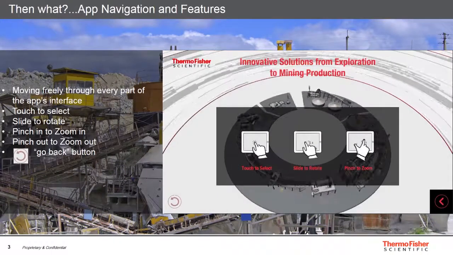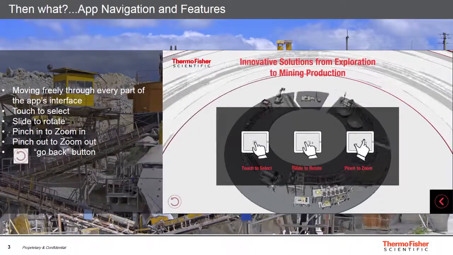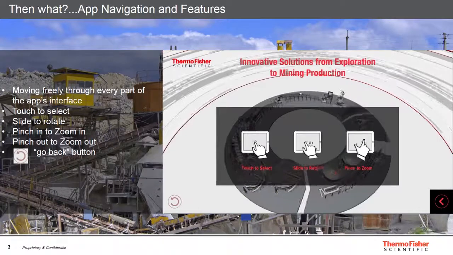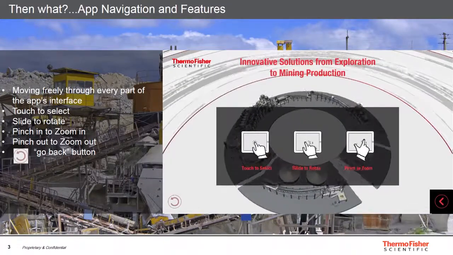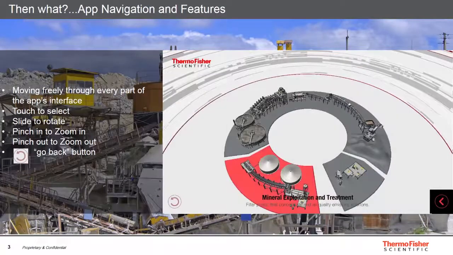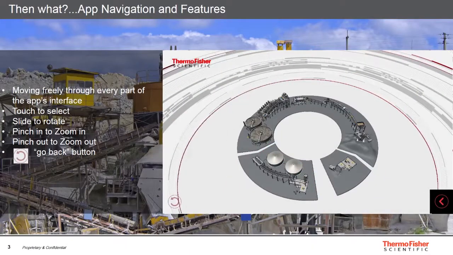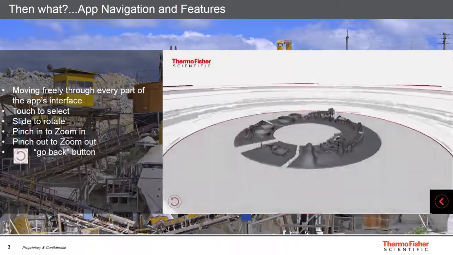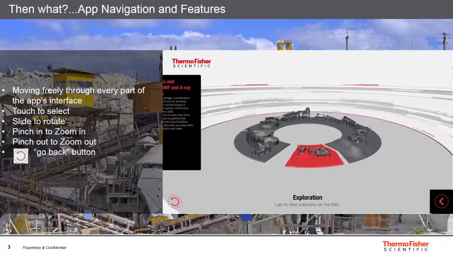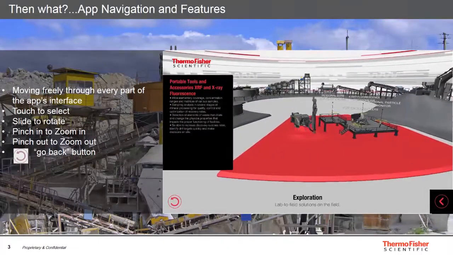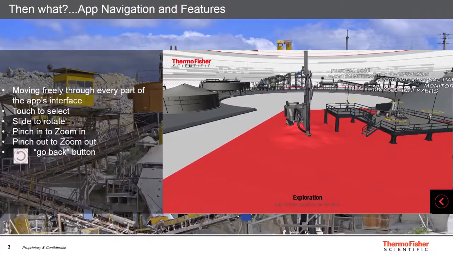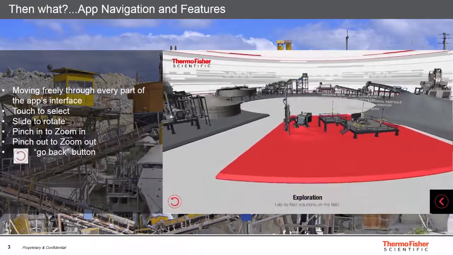The app's interface will allow you to move freely around the mining workflow. As you enter the app, it will show the instructions to navigate the tool with three basic moves: touching to select, sliding to rotate, and pinching to zoom in and out to navigate the three levels of information in the app. By zooming in, you will find the different product categories, identified by the rotating yellow marks over every Thermo Fisher product. By touching these marks, you will be selecting the product you want to see in detail.